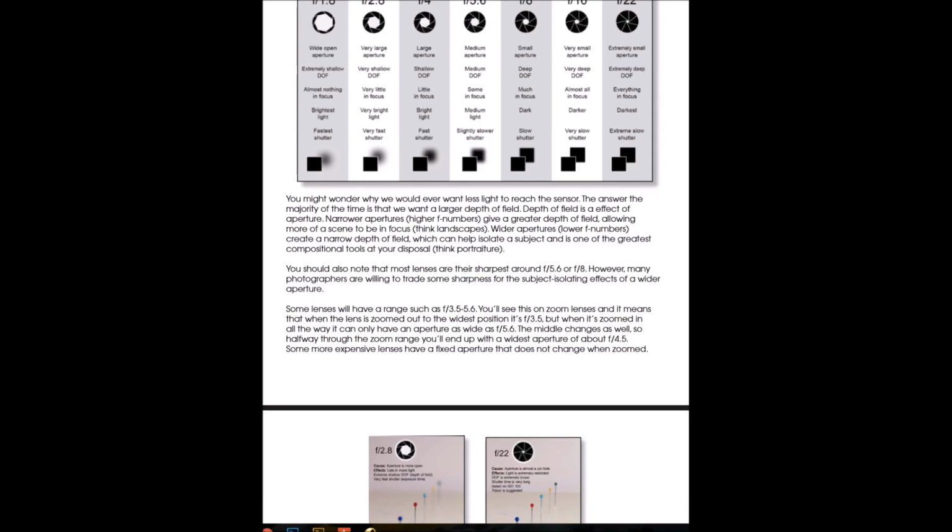You might wonder why we would ever want less light to reach the sensor. The answer, the majority of the time, is that we want a larger depth of field. Depth of field is an effect of aperture. Narrower apertures, higher f numbers, give a greater depth of field, allowing more of a scene to be in focus. Think landscapes. Wider apertures, lower f numbers, create a narrow depth of field, which can help isolate a subject and is one of the greatest compositional tools at your disposal.